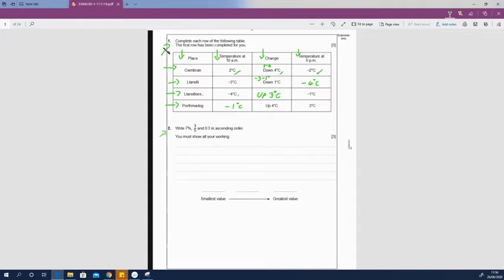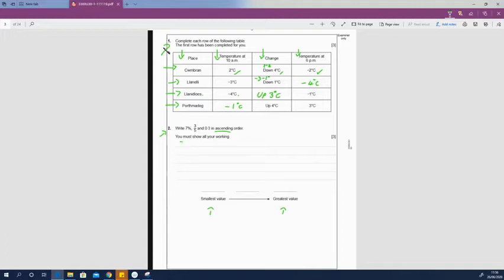Question 2 asks us to write 7%, 3 over 5 and 0.3 in ascending order. That means going from smallest to largest, but you have been given a clue here at the bottom. In order to compare these numbers, we need to get all the numbers into percentages, all into fractions, or all into decimals. It's up to you which one you choose. I'm going to choose percentages.